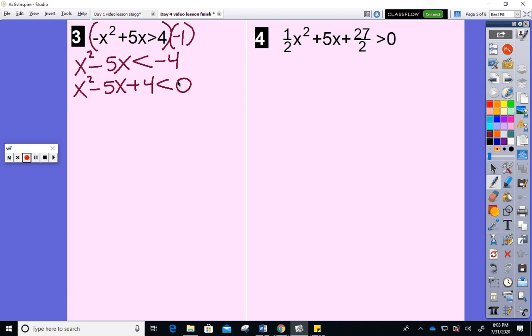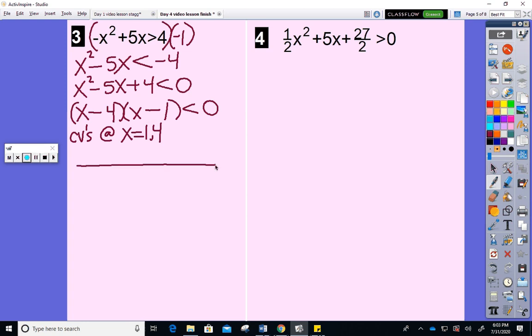Well, now I'm just going to try to factor. So let's see, x squared has to be x times x. And if I use 4 and 1, I can get 5. So it looks like it needs to be -4 and -1 multiplies out to +4. And -4 and -1 adds up to -5. So that means my critical values are at x equals 1 and 4. So I'm going to do a quick sign chart. So 2 divider bars, 1 and 4.